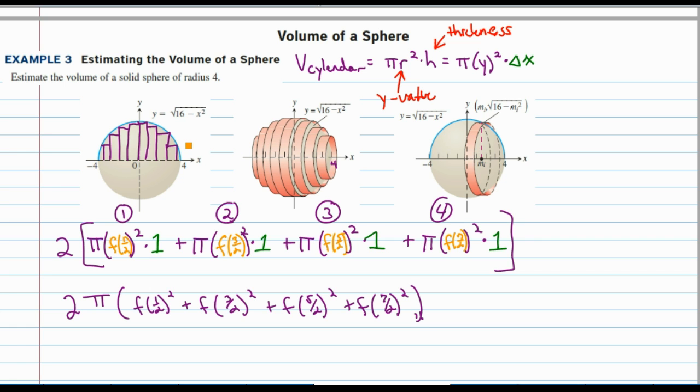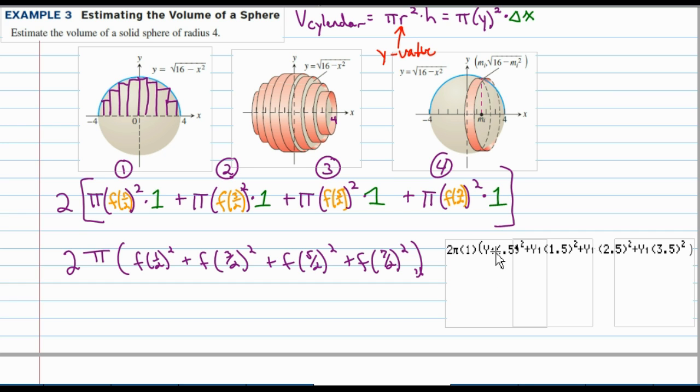Now I can tell my calculator to help me with that too. So I put in y1, the square root of 16 minus x squared, and then I did 2 pi, which I factored out the pi, and then times y1 of 0.5 plus y1 of 1.5 plus y1 of 2.5, and all of those of course squared because it's radius squared.